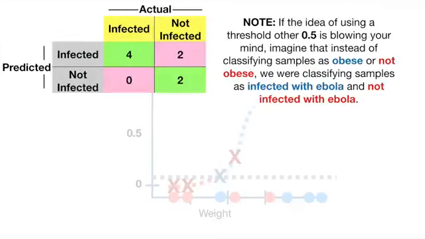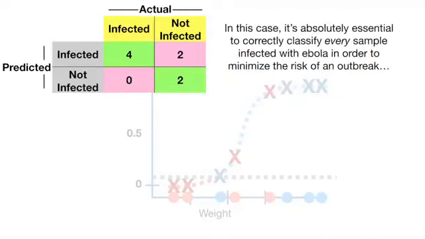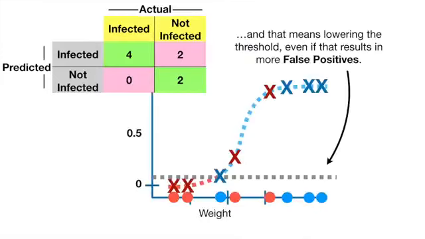Note, if the idea of using a threshold other than 0.5 is blowing your mind, imagine that instead of classifying samples as obese or not obese, we were classifying samples as infected with Ebola and not infected with Ebola. In this case, it's absolutely essential to correctly classify every sample infected with Ebola in order to minimize the risk of an outbreak. And that means lowering the threshold, even if that results in more false positives.